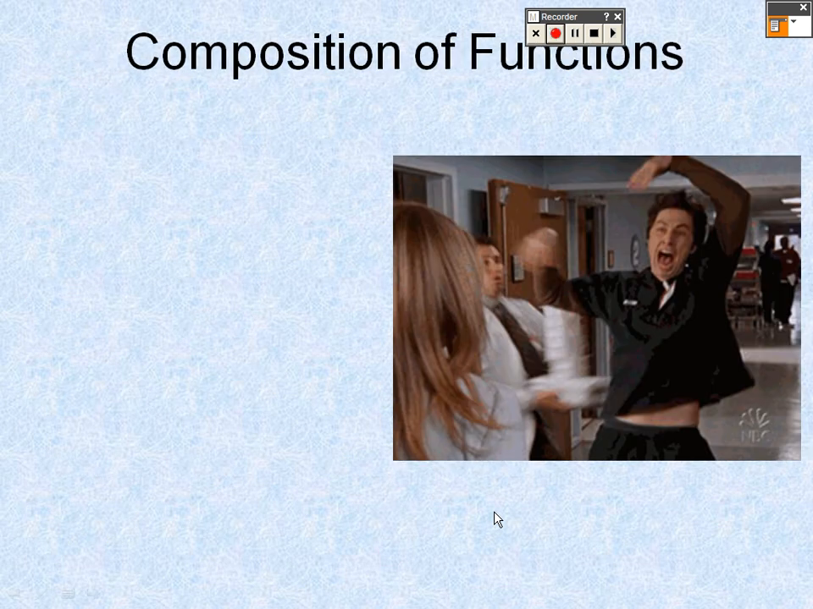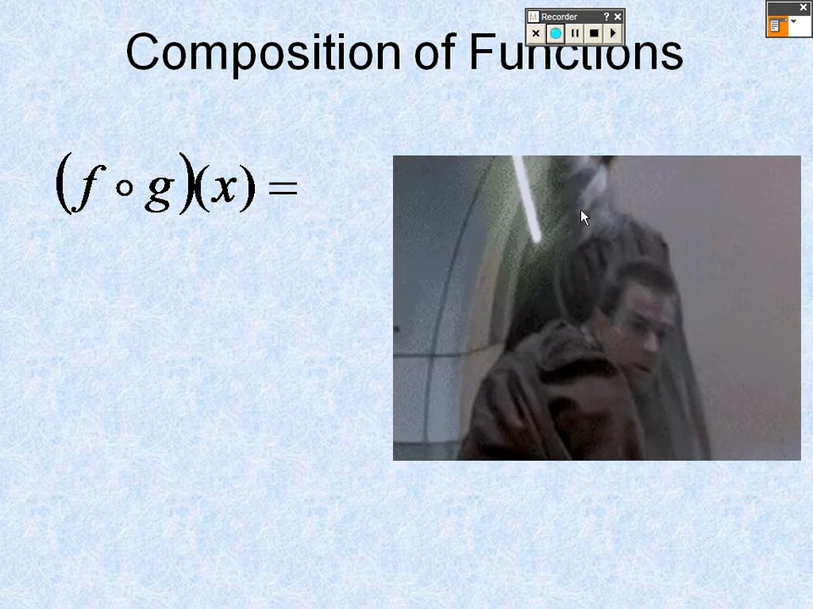Great Scott. Composition of function is what we will do when we come back.